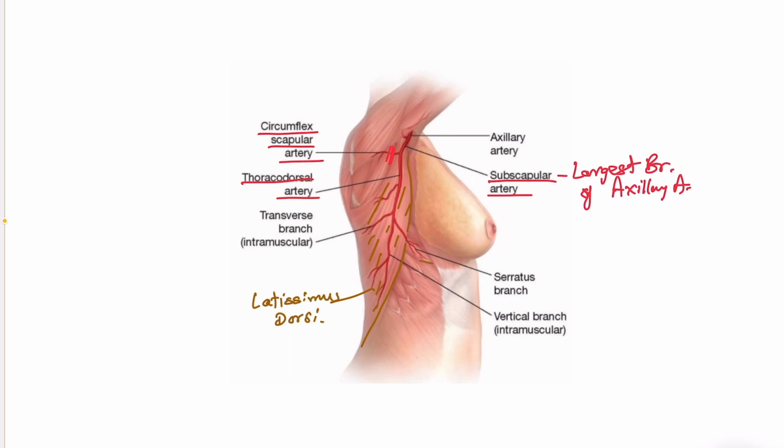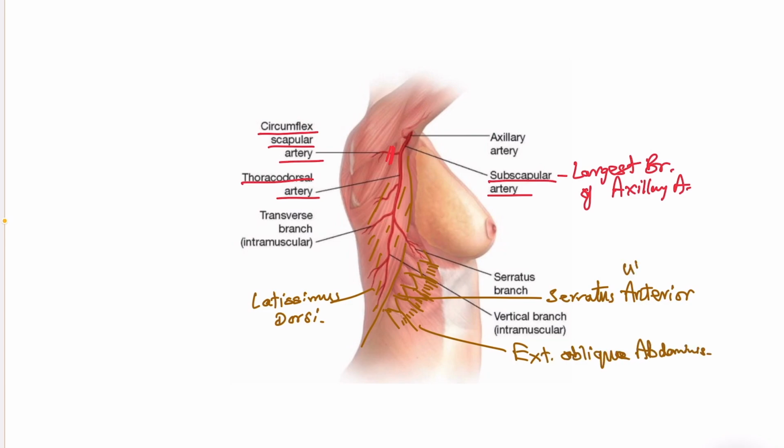And this muscle you can see how its fibers are arising from the upper 8 ribs. This muscle is serratus anterior. It arises from the outer surface of the upper 8 ribs, but at the same time on the outer surface of the lower 8 ribs, this you're seeing anterior to the anterior angle, this muscle that takes origin is external oblique abdominis. So serratus anterior arises from the upper 8 ribs, external oblique arises from the lower 8 ribs.